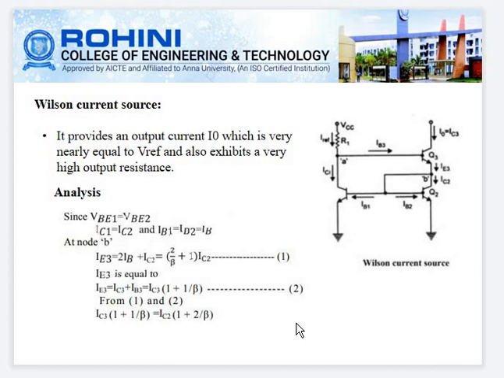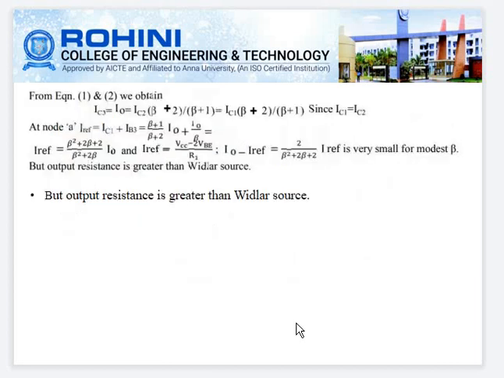IE3 is equal to IC3 plus IB3, which is equal to IC3 into (1 plus 1 by beta). From equations 1 and 2, IC3 into (1 plus 1 by beta) equal to IC2 into (1 plus 2 by beta). From equations 1 and 2, we obtain that IC3 equal to I0 equal to IC2 into (beta plus 2) divided by (beta plus 1). So IC1 is equal to IC2, since the collector currents of Q1 and Q2 are the same.